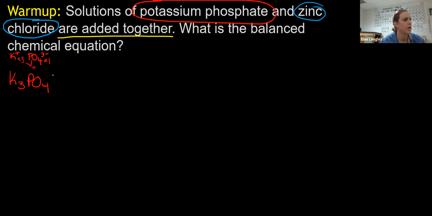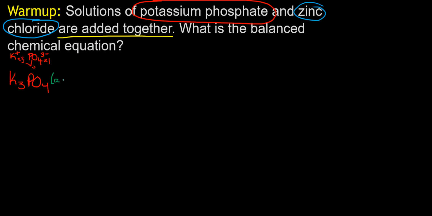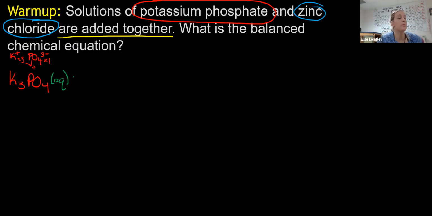Love it. All right. What phase is this? Aqueous. Yes. How did you know? I used my solubility rules. You used your solubility rules, which is fabulous because potassium is a group 1 salt. Is there another clue you could have used?